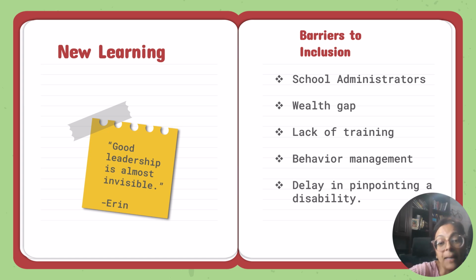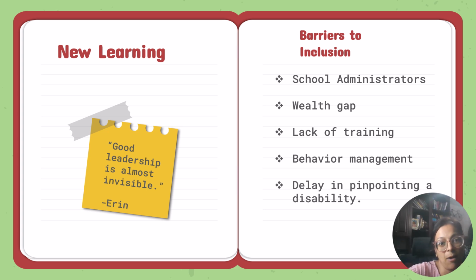And then delay in pinpointing a disability. I mentioned how Nina talked about it took till second grade for them to figure out that her child had an auditory learning disability. And then once they were able to pinpoint his disability, they were able to obtain an IEP for him, which provided him with the pull-out services to work on concepts that they were working on in the classroom, but one-on-one with the special educator. And this came over 2 years after his ADHD diagnosis.